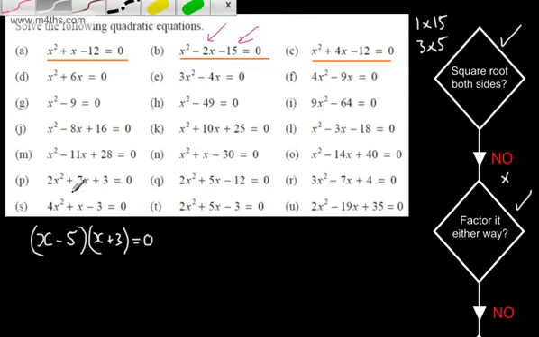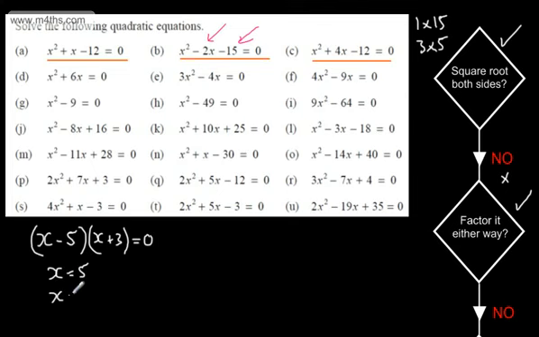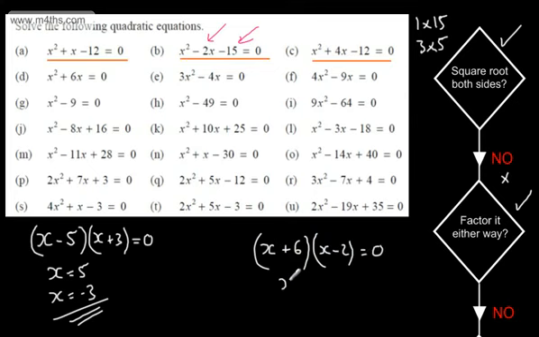So now we can see x minus 5 is equal to 0, or x plus 3 is equal to 0. So x is equal to 5, or x is equal to minus 3. So they're the two possible solutions of the quadratic equation. This one right here, two numbers that multiply to give minus 12 and add to give positive 4. That's going to be x plus 6 and then x minus 2, and that's equal to 0. So x is equal to minus 6, or x is equal to 2.